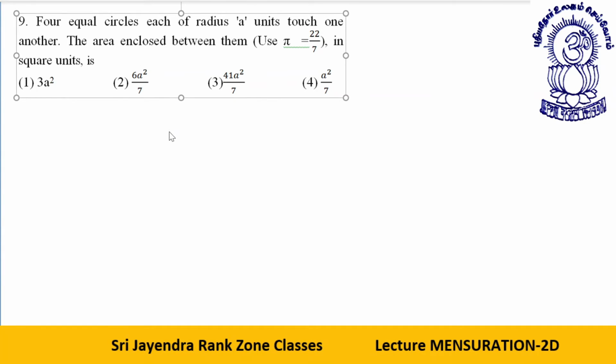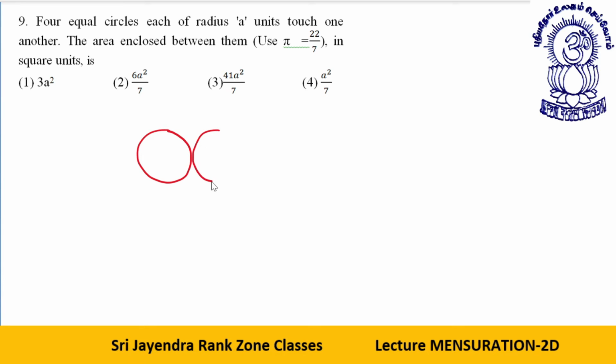4 equal circles, each of radius a units, touch one another like this. The area enclosed between them is C, dear student. This is an easy one. You have to determine this area. What is this area? This shaded area will be what?